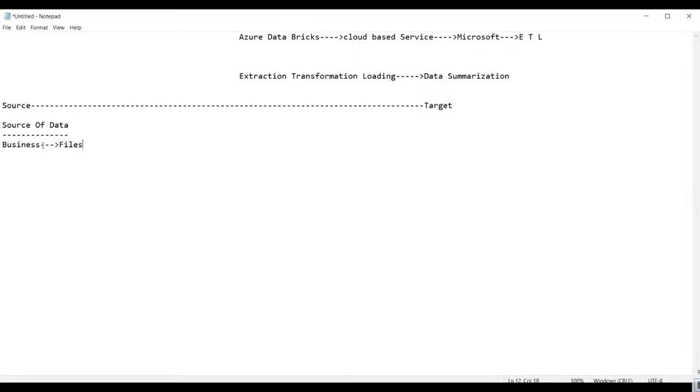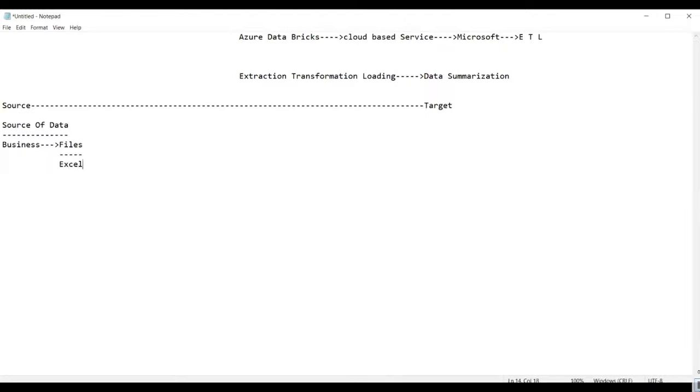Whereas this data is recorded in the form of what? Files. So what are the types of files you have? The files are the following. So we can have, yes guys, Excel files.